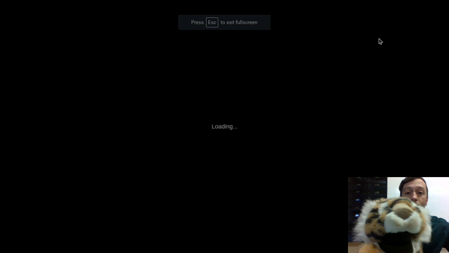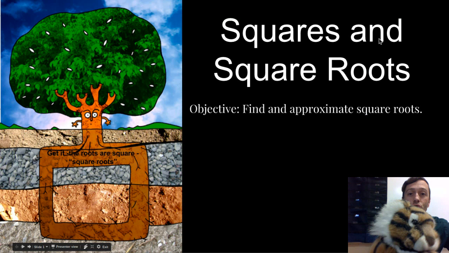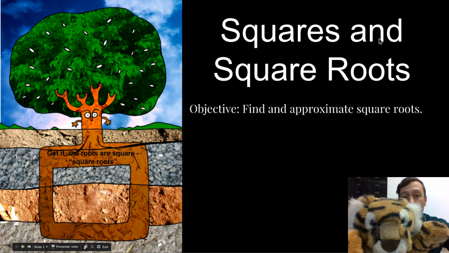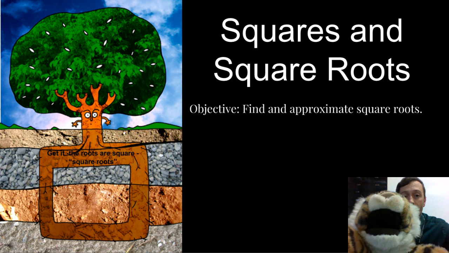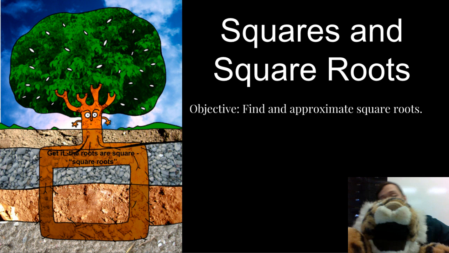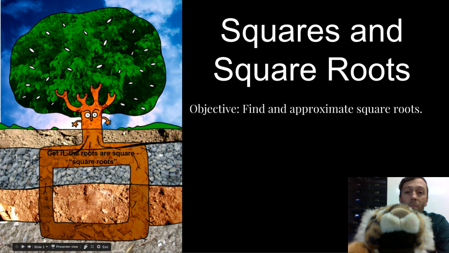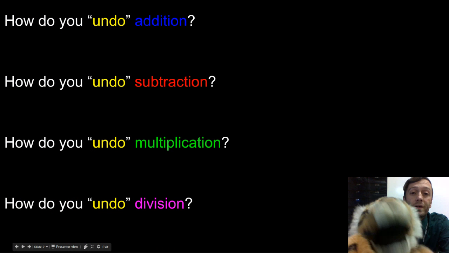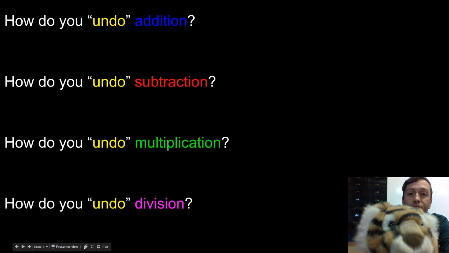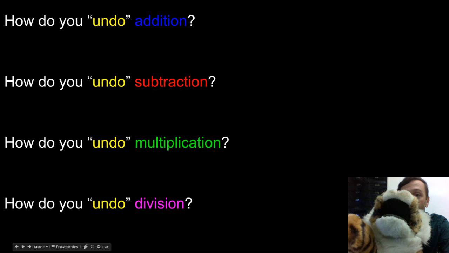And here we are in presenting mode. Squares and square roots. Our objective for this lesson is to find and approximate square roots. Awesome. So, we've got a couple of examples before we get started on exponents and square roots.